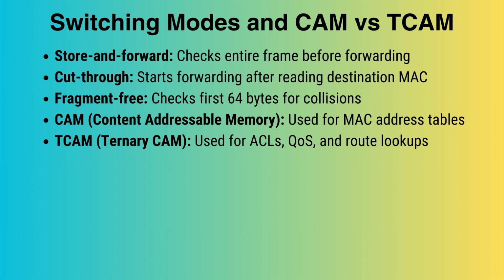Switches also use 2 main types of memory: CAM, Content Addressable Memory, and TCAM, Ternary Content Addressable Memory. CAM is used for fast lookups of MAC addresses, allowing the switch to quickly determine the correct port for forwarding frames. TCAM is used for more complex operations like access control lists, ACLs, quality of service, QoS, and route lookups. TCAM can store multiple bits of data and perform searches that involve partial matches, making it ideal for these advanced tasks. Understanding these switching modes and memory types is crucial for optimizing network performance and ensuring efficient data handling.